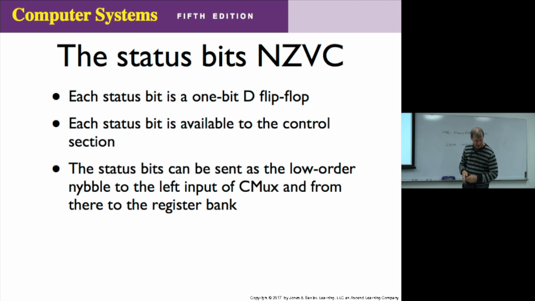So here is some more information on stuff that we have gone over. The status bits, NZVC. Each status bit is a 1-bit D flip-flop. And so you know how D flip-flops work? It just copies the data into whatever the input is, that's what goes into the D flip-flop. And each status bit is available to the control section, and the status bits can be sent as the low order nibble to the left input of CMUX and from there to the register bank. So we saw that. Yeah?